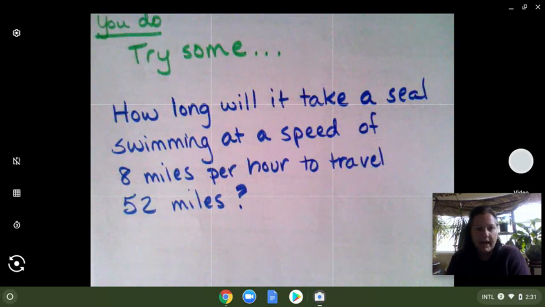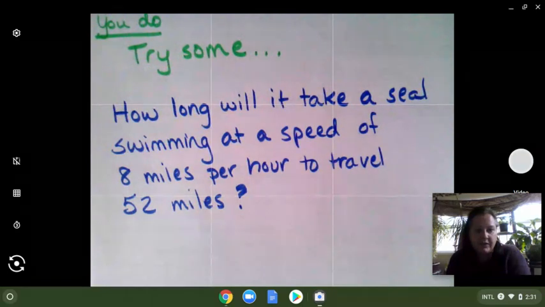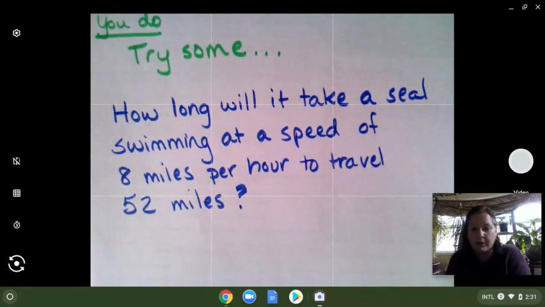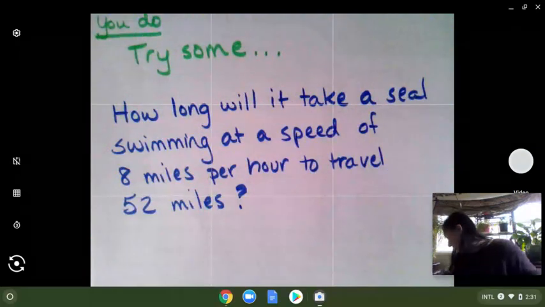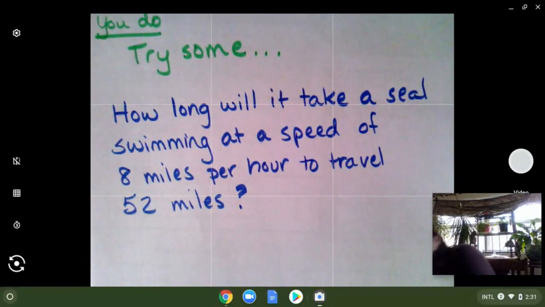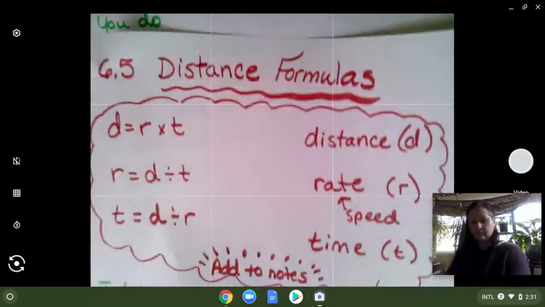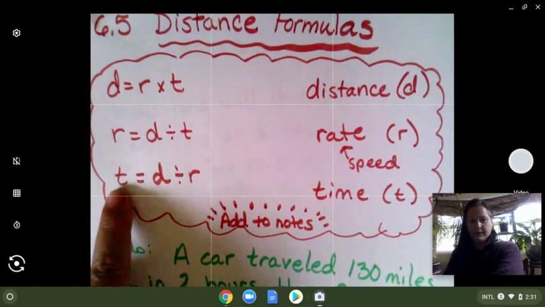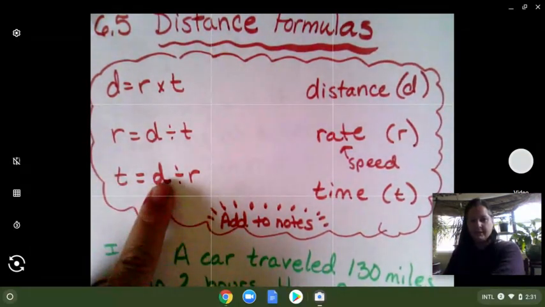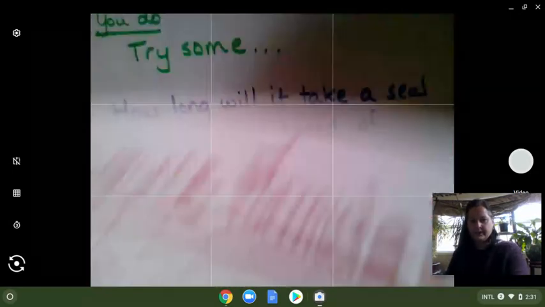Okay. How long will it take a seal swimming at a speed of 8 miles per hour to travel 52 miles? So how long will it take? So in this one, it's asking for a time. It wants a time that it's going to take. So I need that first formula right here. We want to do time. That's the answer, what we want for our answer. So we're going to do time equals distance divided by rate.